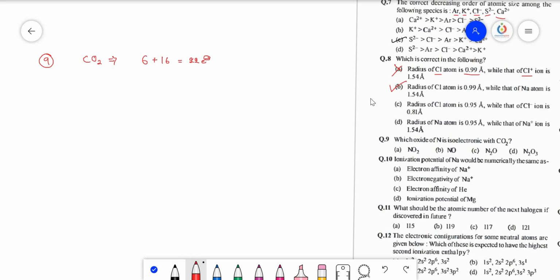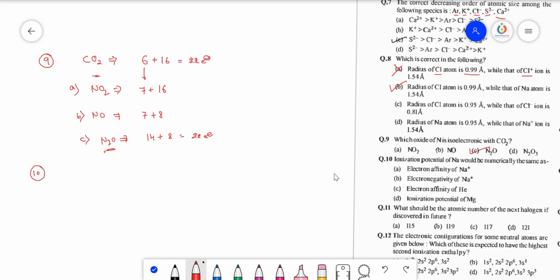Okay. So now let's try to calculate the number of electrons present in each and every option given here. NO2. Nitrogen atomic number is 7 and here it is 16. So one bigger, so that they will not have the same number of electrons. And NO, 7 plus 8, so the number of electrons are not equal. N2O, if you see, this is 7 plus 7, 14 plus 8. This is equal to 22 electrons. So N2O and CO2 both are having the same number of electrons. Hence option C is right.